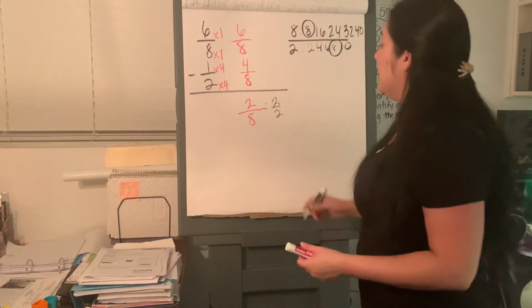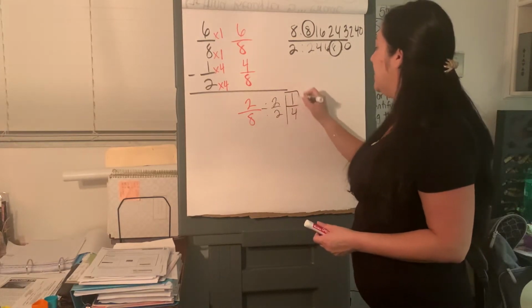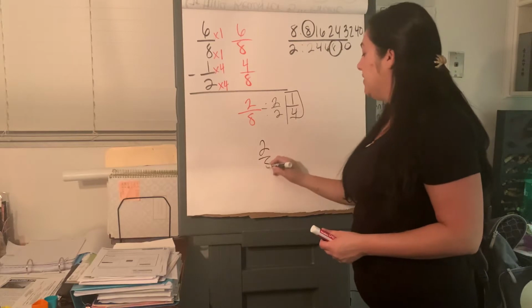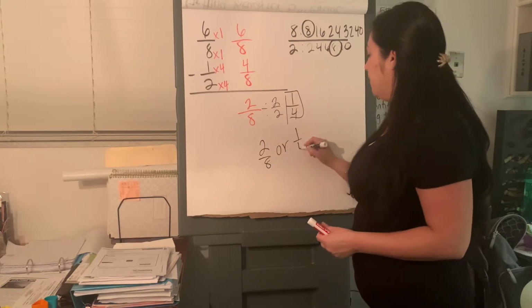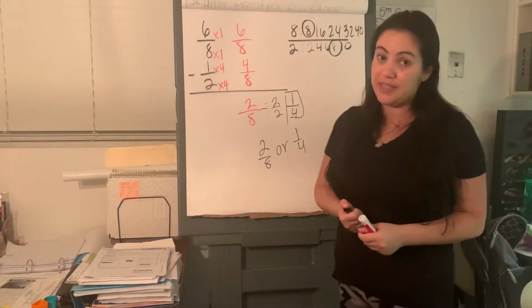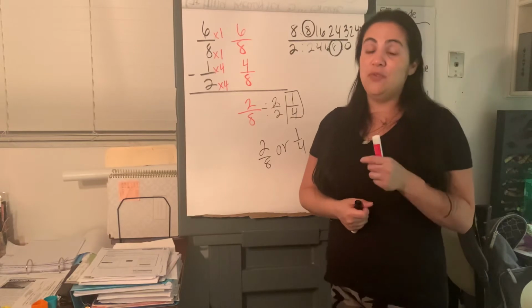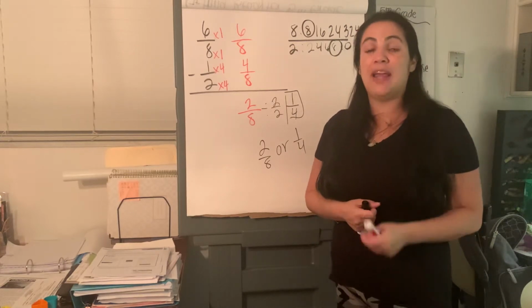Okay? So 2 divided by 2 is 1. 8 divided by 2 is 4. And now this is my answer: 2/8 or 1/4. So with adding and subtracting fractions, please make sure that you follow the steps and you look for the LCM to rewrite your fractions.